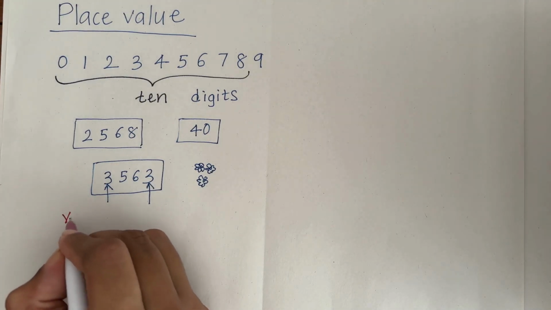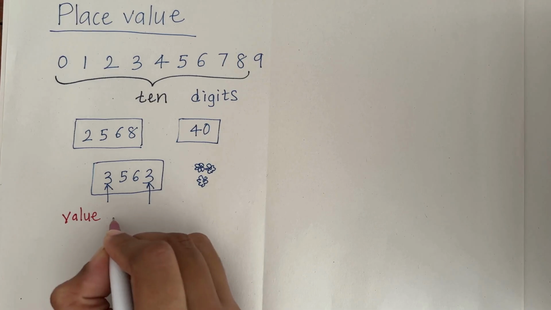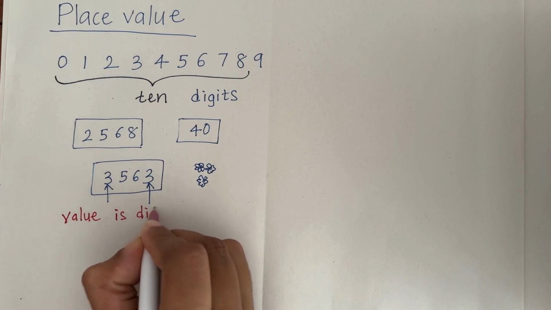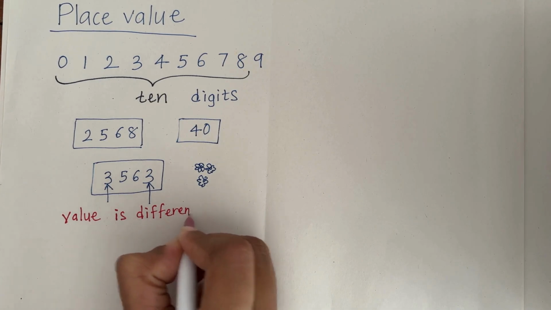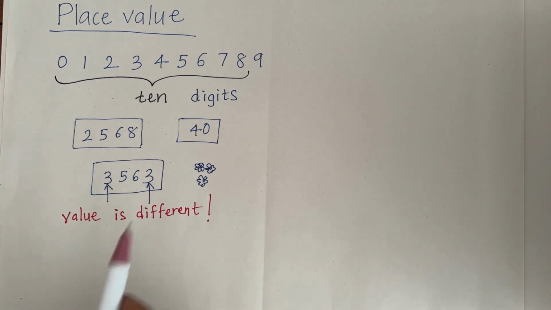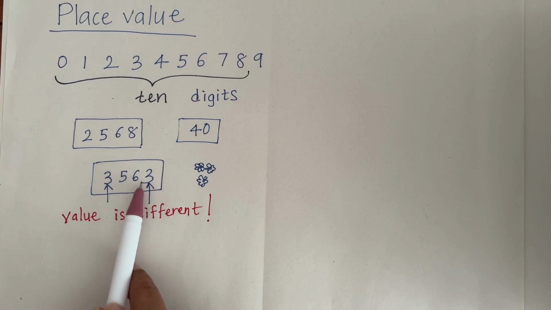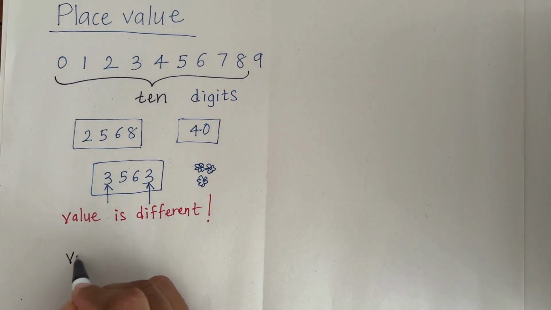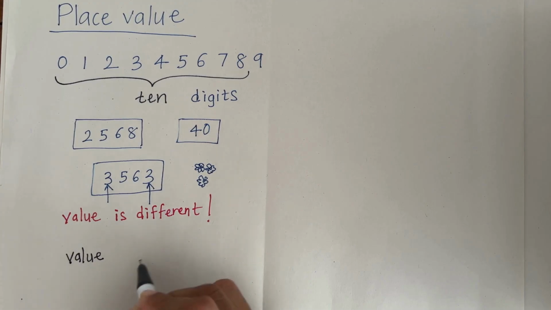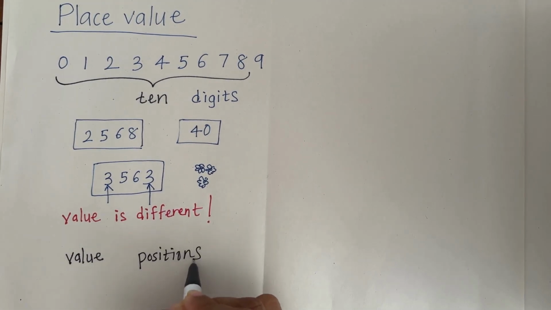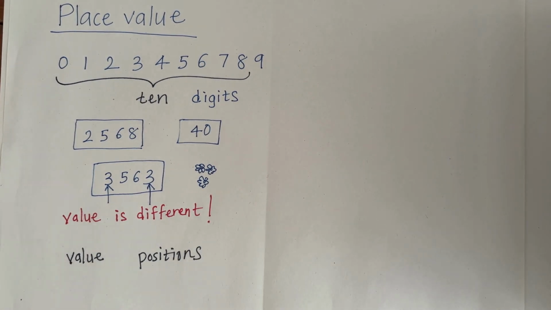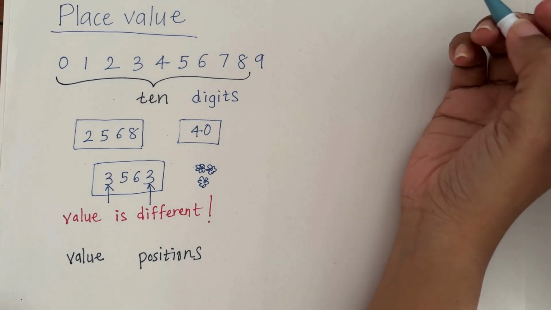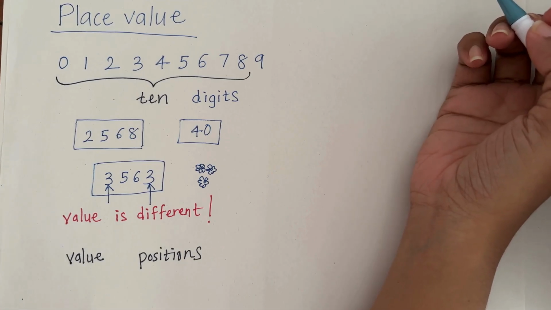The value is different. Here the digit 3 represents a different value than here. So in this lesson we are going to learn what the values of these digits are and what their positions mean. Right, so now I'm going to do something. Pay your attention well.